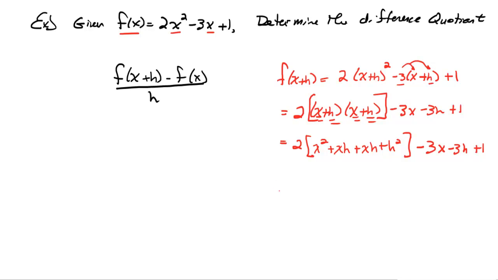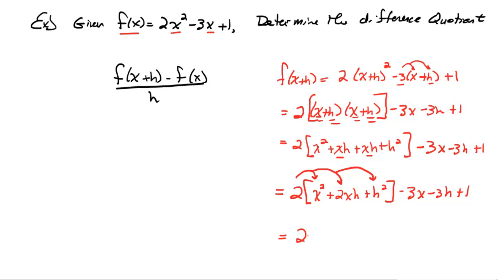But now I'm going to combine any similar terms. And I realize in my bracket I have xh plus xh. That's going to give me 2 xh's, plus h squared, all in a bracket, minus 3x, minus 3h plus 1. And now I have to distribute my 2 to every single term in this bracket. So this will give me 2x squared plus 4xh plus 2h squared minus 3x minus 3h plus 1. So this is equal to f of x plus h. So I have my first part right there.